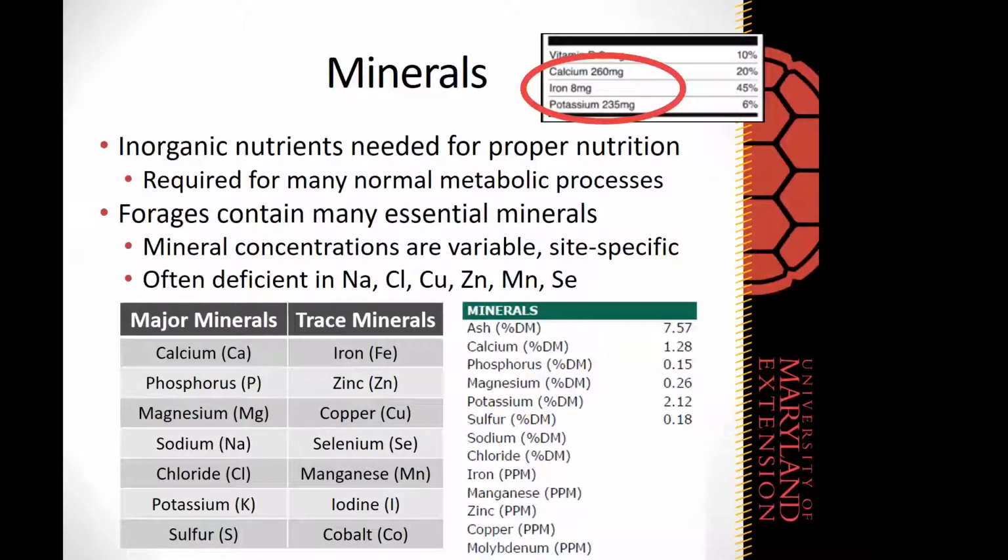So this is just a zoomed in screenshot of one of those forage analyses. I just wanted to put this up there to show that with a basic analysis, the standard with no extra things added, they usually provide values for calcium, phosphorus, magnesium, potassium, and sulfur. So some of our major minerals. But if you really want to know more about the mineral content of your forages, you have to select more information when you're submitting that sample to the lab.